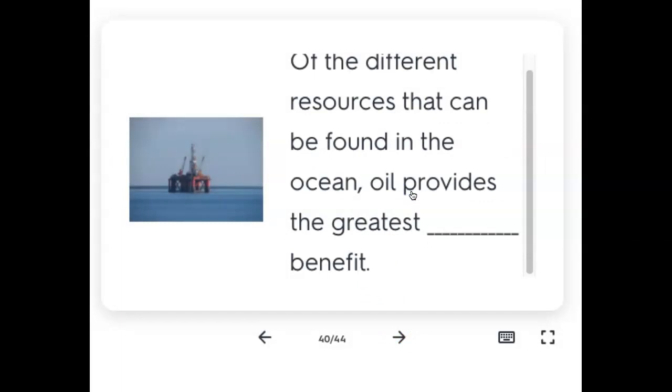Of the different resources that can be found in the ocean, oil provides the greatest economic benefit. And anytime you see or hear the word economic, that's referring to money.